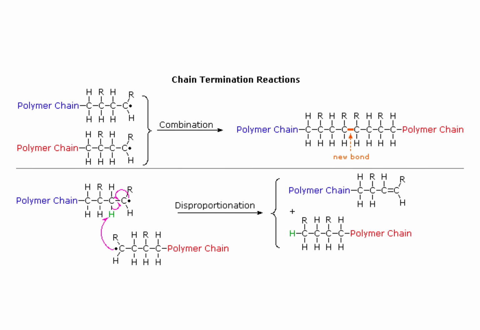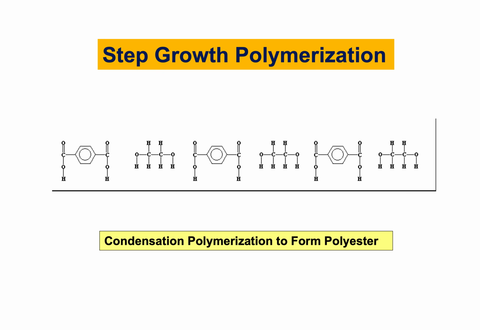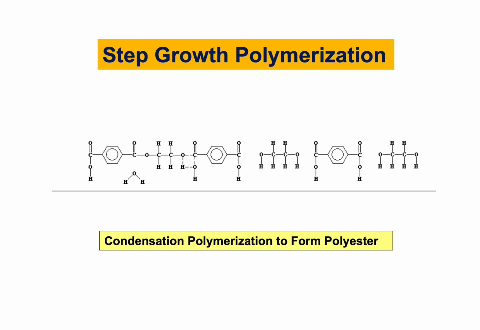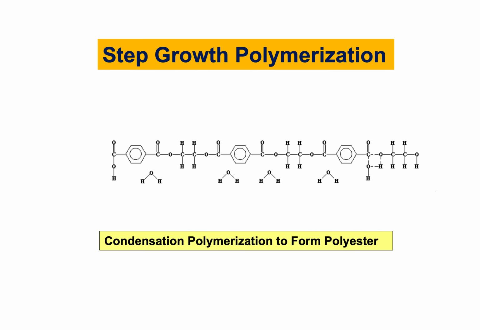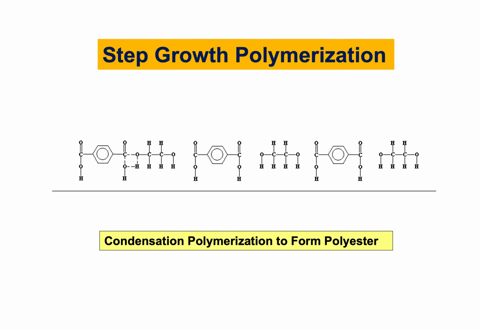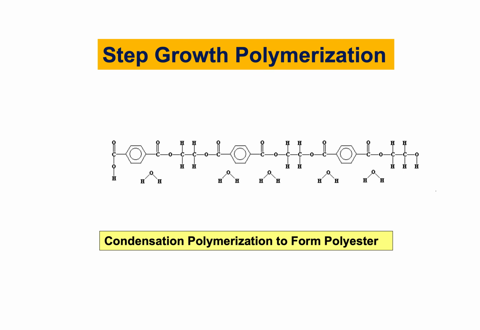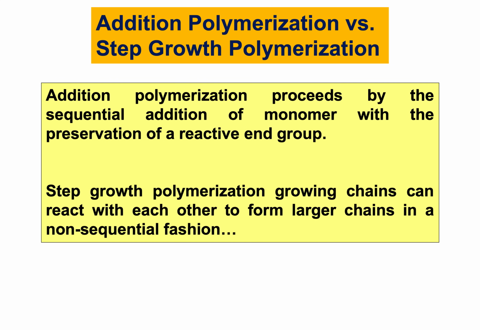So this is what happens in addition and chain reactions. The other type of reaction that happens in polymers is called step growth polymerization, or condensation polymerization. We have a byproduct, which is H2O, and there are different properties between the two. What's the main difference between addition polymerization and step growth polymerization?